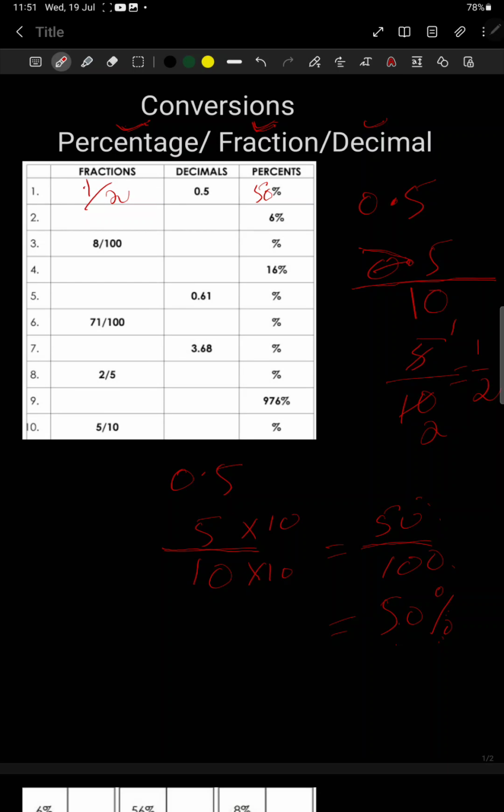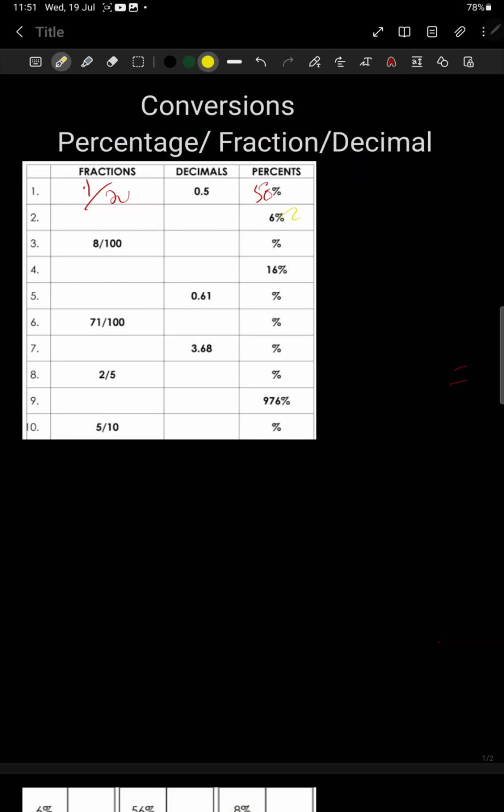Now we will move to the second one. In the second, we are given the number in the percent column. It is given 6%. As I have discussed earlier, percent means out of 100. So I can write this 6% as 6 out of 100. So this becomes a fraction now. This is a fraction, because here is a fraction bar, here is a numerator, here is a denominator.